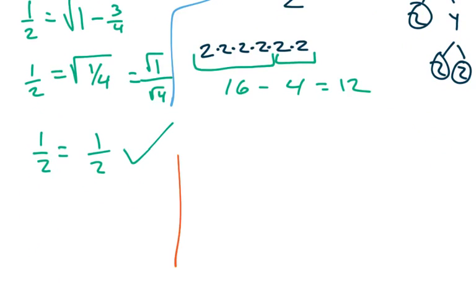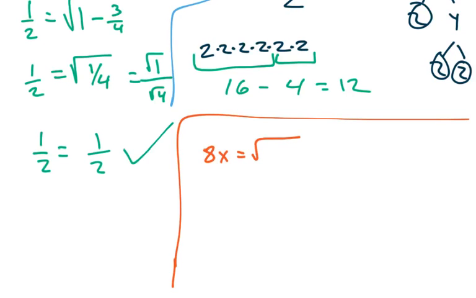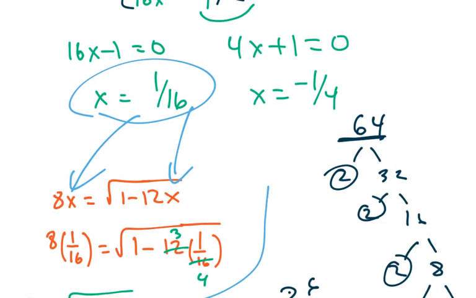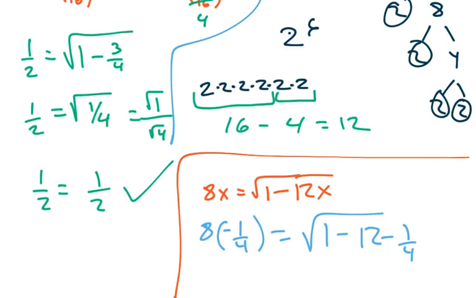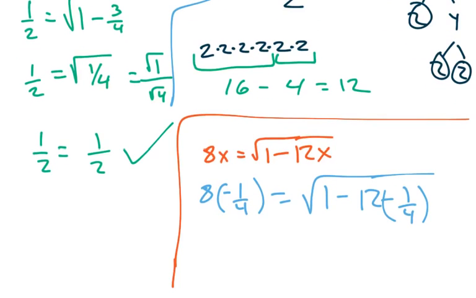And we're going to rework it. Let me just rewrite it. Sorry for being all over the place. Let me just rewrite it over here. 8x equals the square root of 1 minus 12x. The original equation, I did 1 over 16, so now I'm going to do negative 1/4. We'll do that in blue. So 8 times negative 1/4 equals the square root of 1 minus 12 times negative 1/4. And you have to do this. I'm not doing this just to be thorough. You actually have to check it.